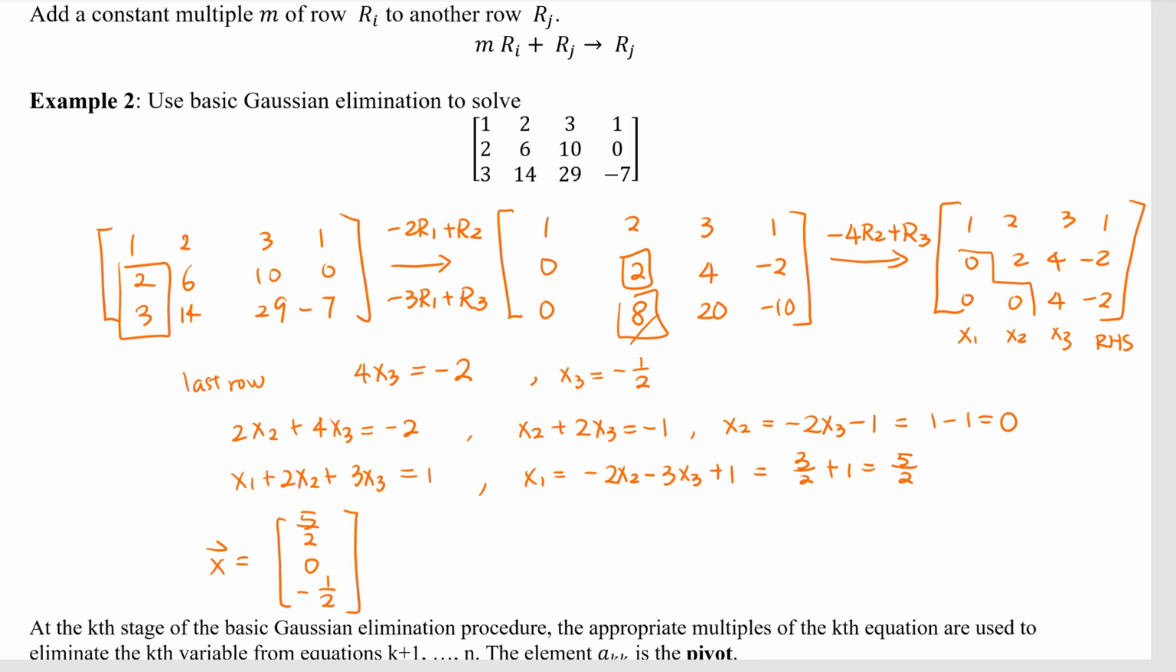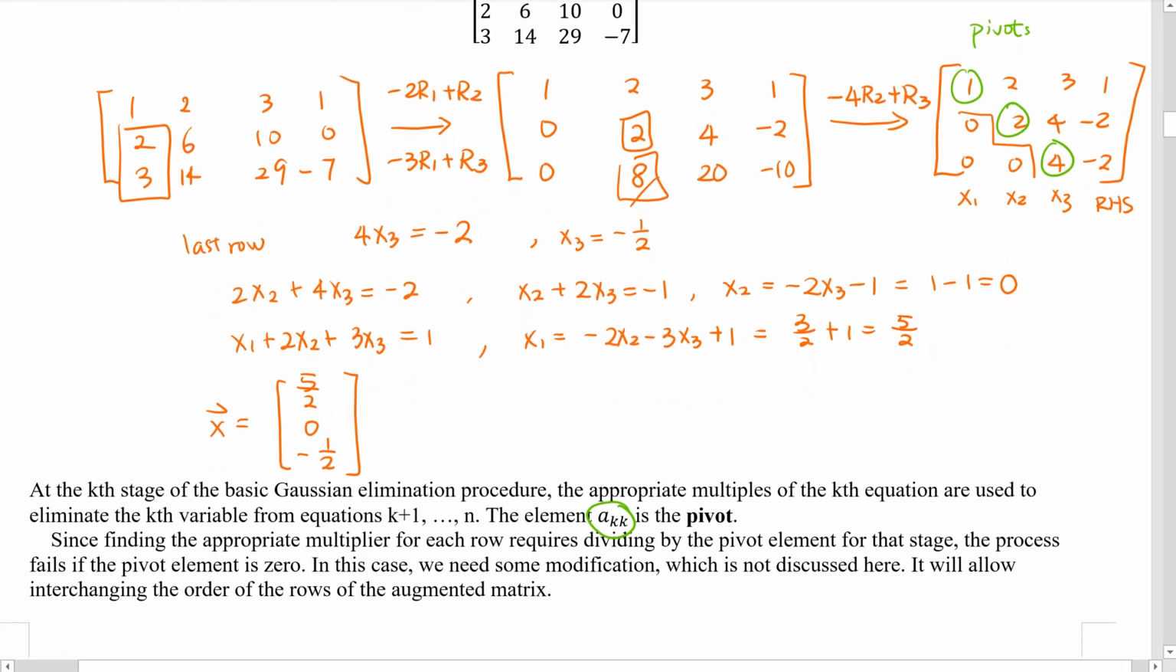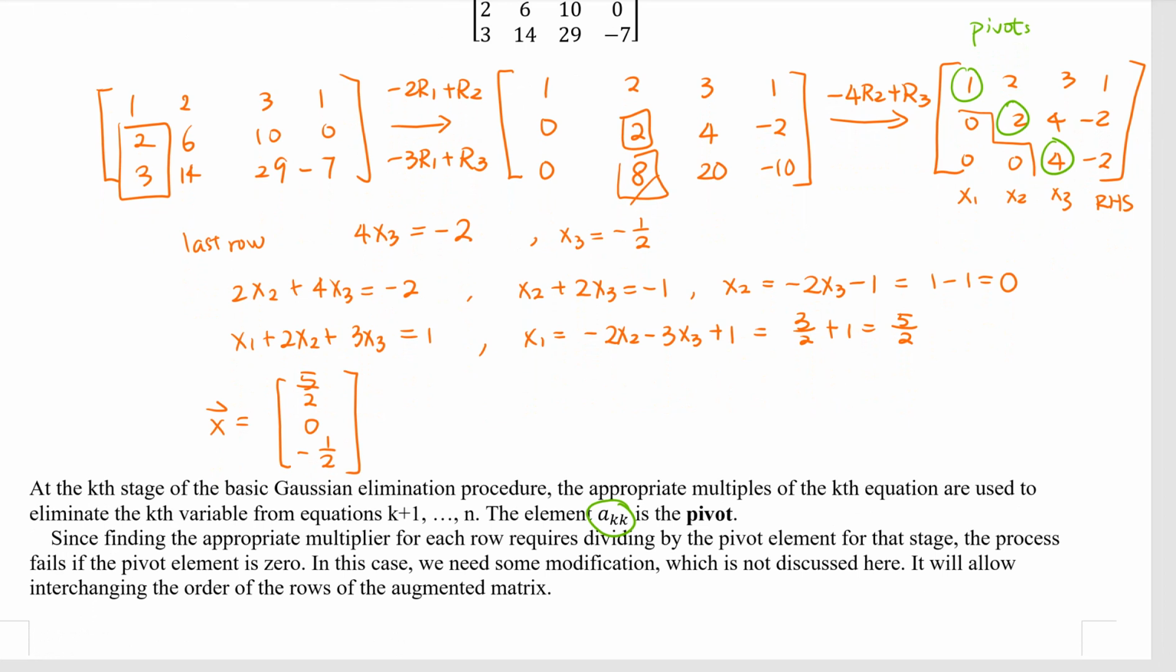And here, after we get to the echelon form, we call the leading coefficients the pivots. Okay? Alright. So at the kth stage of the basic Gaussian elimination procedure, the appropriate multiple of the kth equation is used to eliminate the kth variable from the equations below, right? And then this element akk is the pivot. Okay? However, finding the appropriate multiplier for each row requires dividing by the pivot element for that stage. The process fails if the pivot element is 0. Think about it. If this guy is not 2, this guy is 0, what happens? You cannot use that entry to kill the 8 below it.